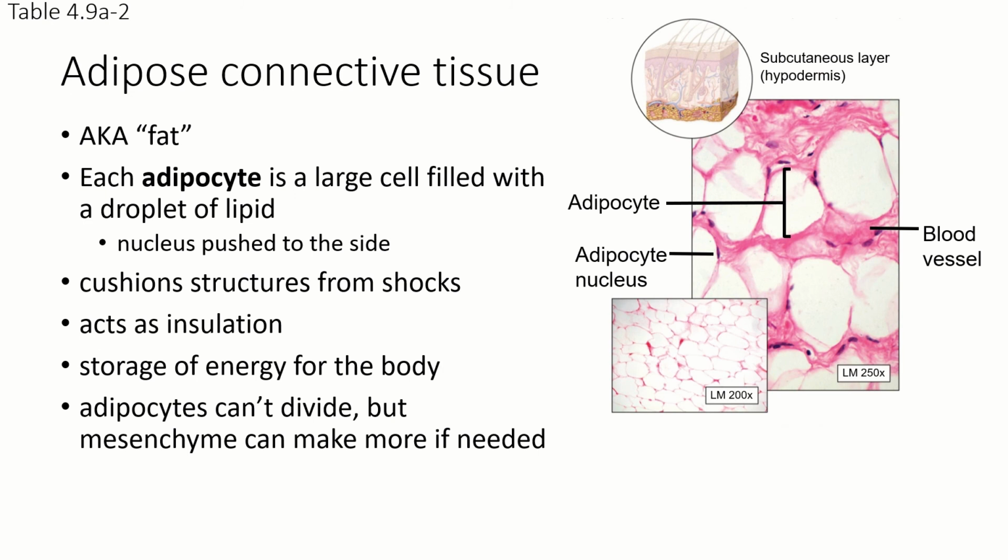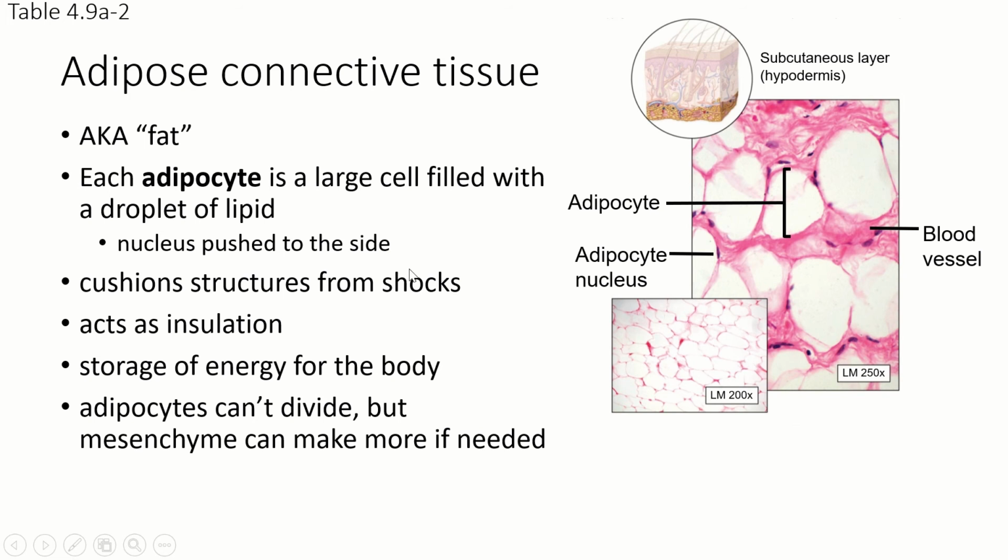Now, the other kind of loose connective tissue is called adipose. Adipose connective tissue. Adipose is fat. Each cell is called an adipocyte. You remember cyte means cell, so these are just adipocytes, meaning the cells in adipose tissue. They're very large cells filled with a droplet of a lipid. When we look at them at low magnification, they look empty, and that's because when the tissue is sectioned to make the slide, the fat actually drains out. So what we see is the empty tissue.